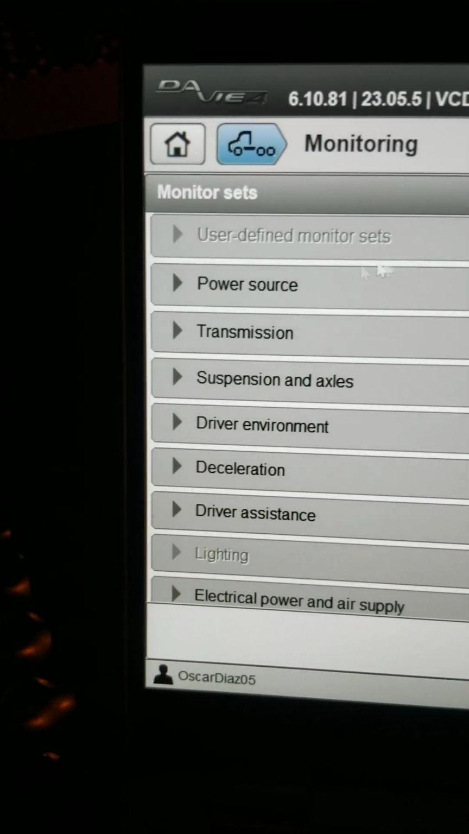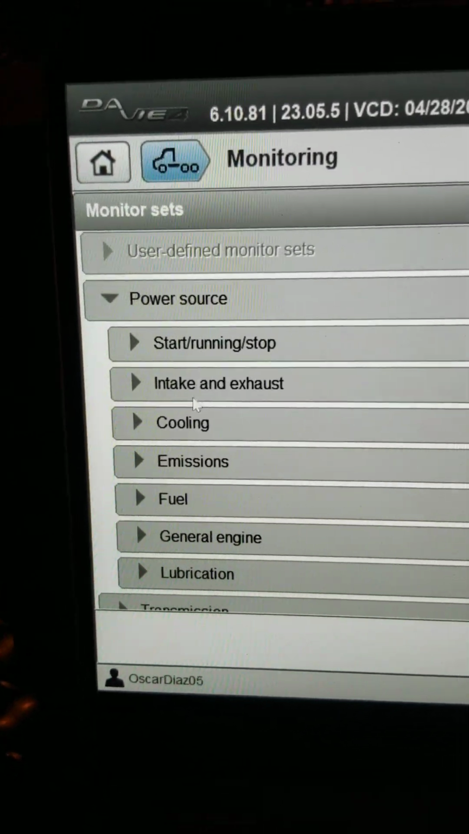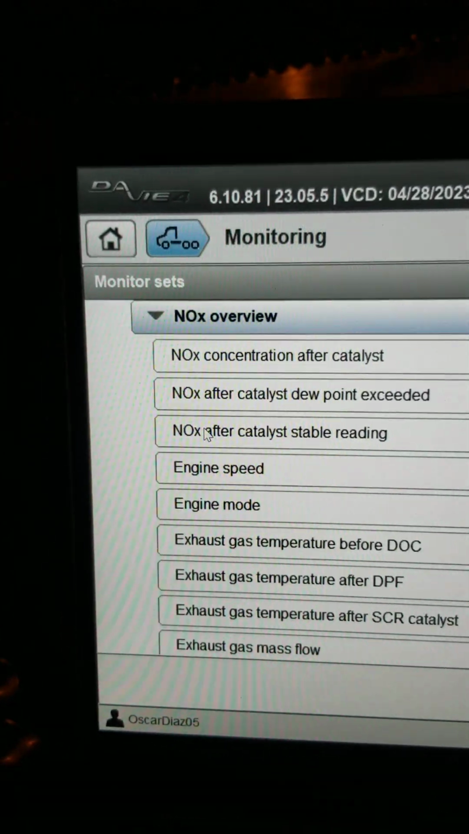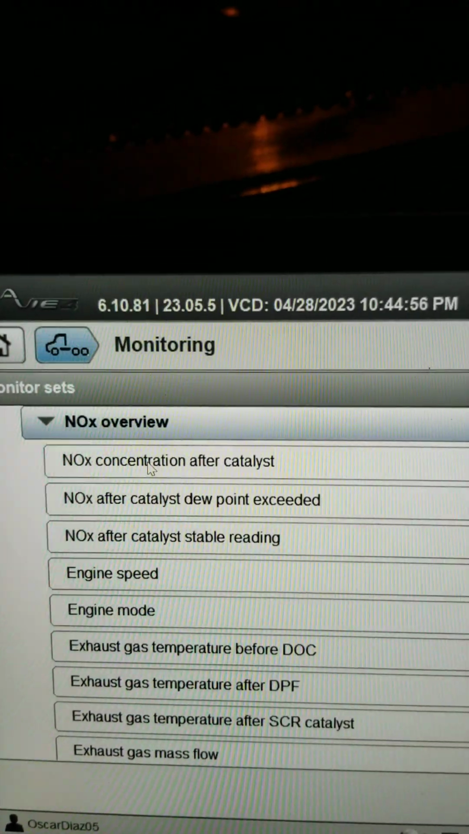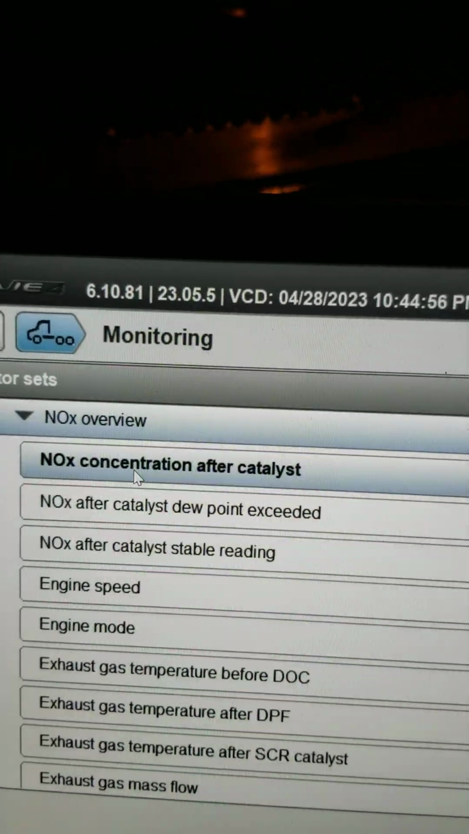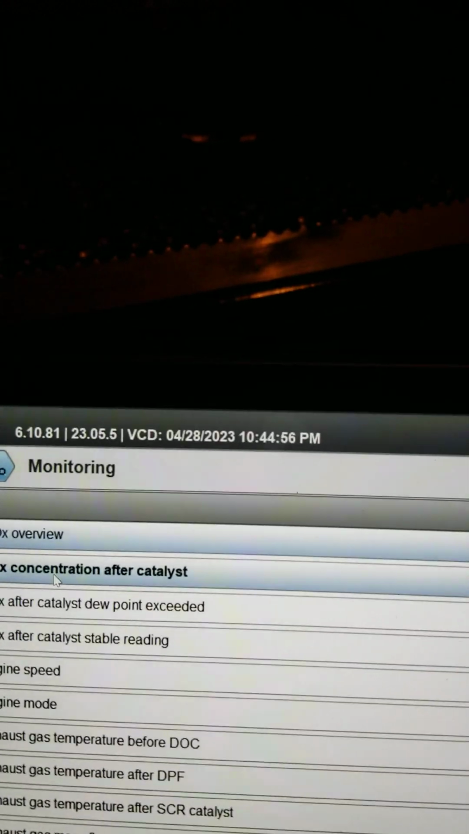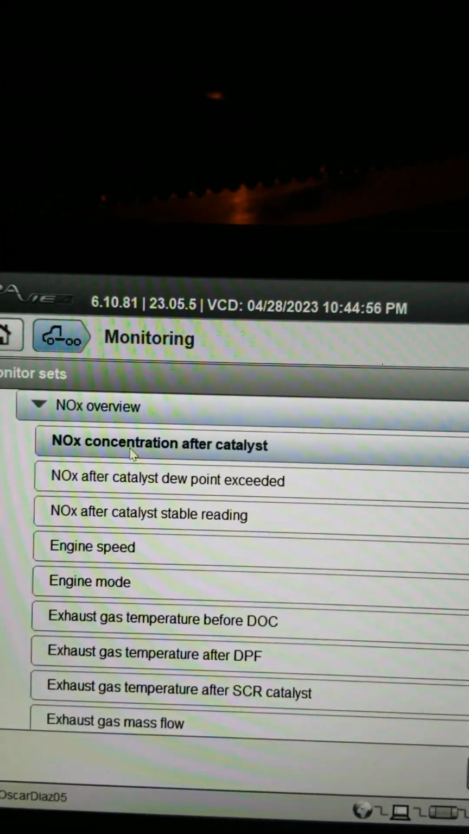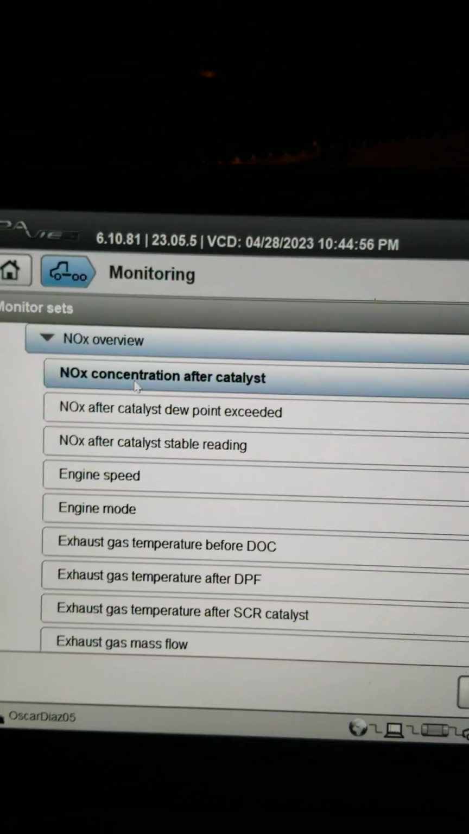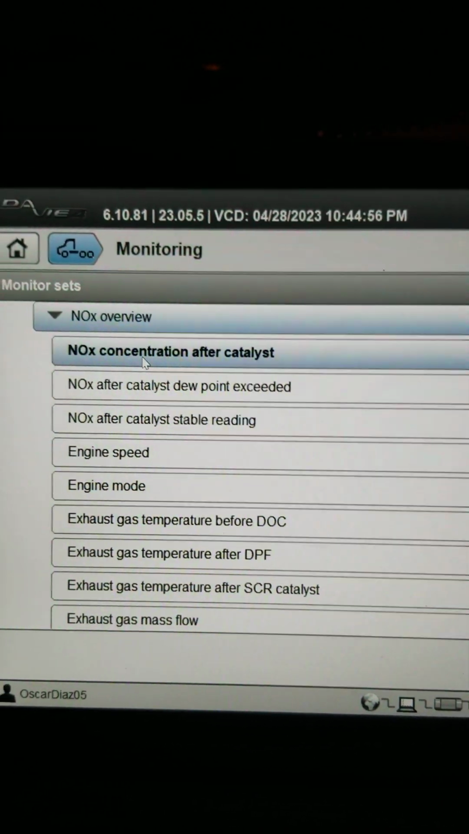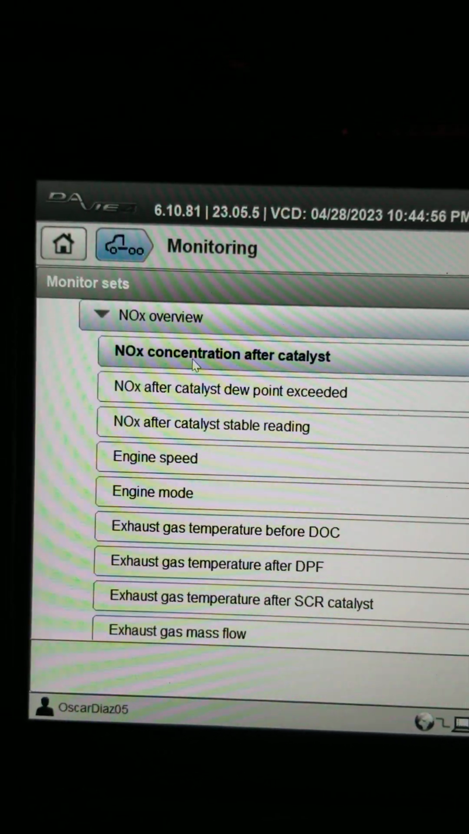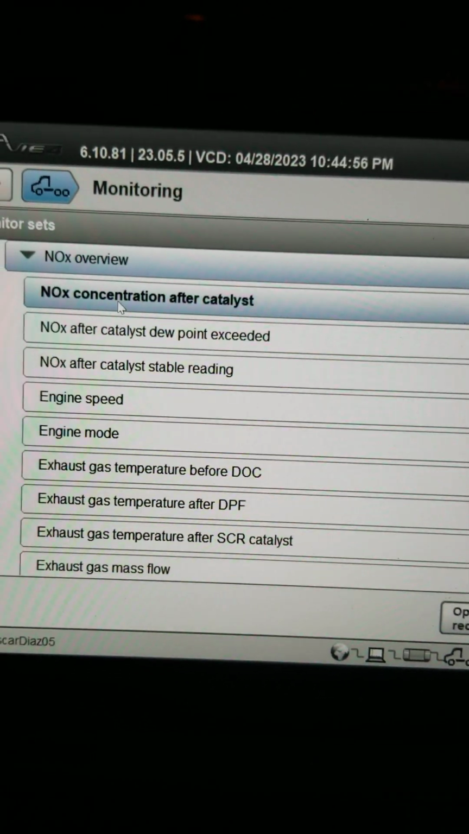Once you go to monitoring, you go to power source, then emissions, and then NOx overview. What we're going to focus on here is NOx concentration after catalyst. NOx concentration after catalyst means what's coming out after the DPF, after the smoke is supposedly cleaned by spraying urea or DEF into the system, the SCR and the DPF.